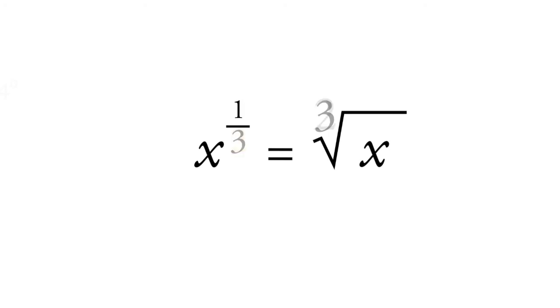Now, if you see something like x to the 1/3, that's essentially saying the cube root of x. So x to the 1/2 is the square root of x, x to the 1/3 is the cube root of x, and so forth. If we see something like x to the 2/3, it's still just x to the 1/3, but now we're not dealing with x, we're dealing with x squared. So we're going to take x squared and take the cube root of x squared.